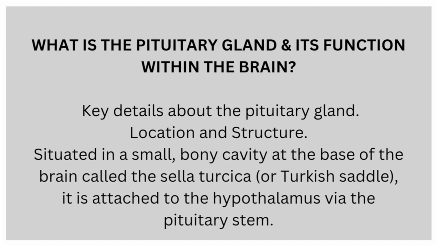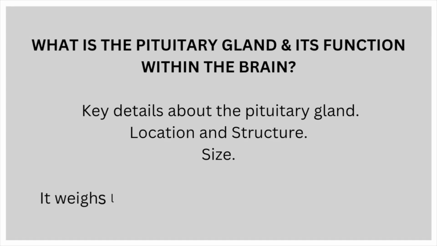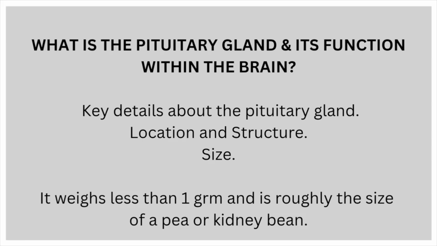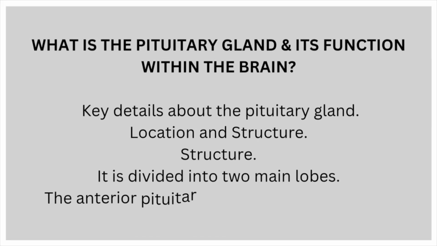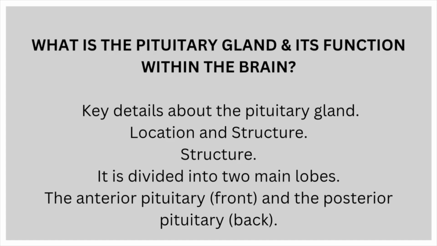Key details about the pituitary gland. Location and structure. Situated in a small, bony cavity at the base of the brain called the sella turcica, or Turkish saddle. It is attached to the hypothalamus via the pituitary stem. Size. It weighs less than 1 gram and is roughly the size of a pea or kidney bean. Structure. It is divided into two main lobes, the anterior pituitary, which is the front, and the posterior pituitary, which is the back.